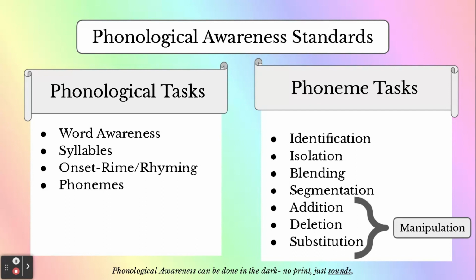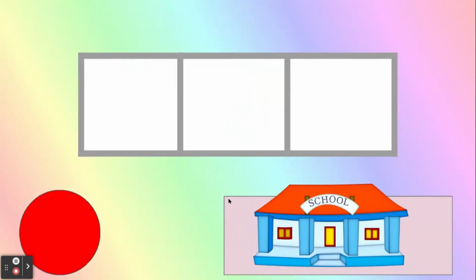the skills that students learn probably second grade and up. The earlier they're able to learn, the more successful they'll be. But students are not expected to know how to add, delete, or substitute individual sounds within a word until the end of first grade, moving on to second grade. All right, here is an example.